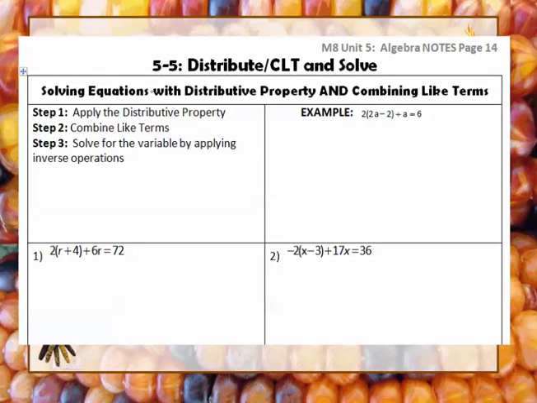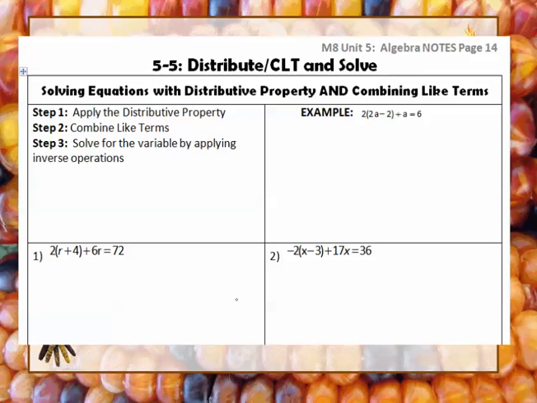Class. Today we're talking about notes 5-5, distribute, combine like terms, and solve. And I'm on page 14 in your binder. Last class we talked about how we distribute and solve, and how we combine and solve. Today we're going to take those steps and put them together, so we are solving one problem using all of those.